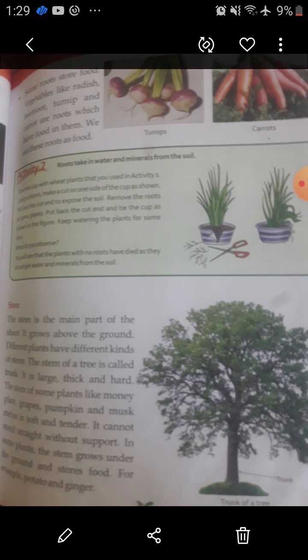In some plants the stem grows under the ground and stores food. For example, potato and ginger. This is a type of stem.